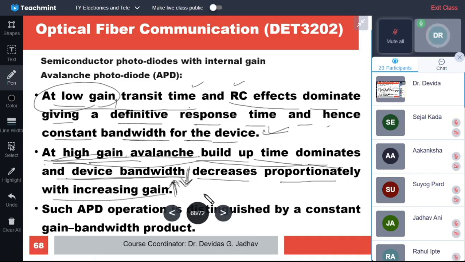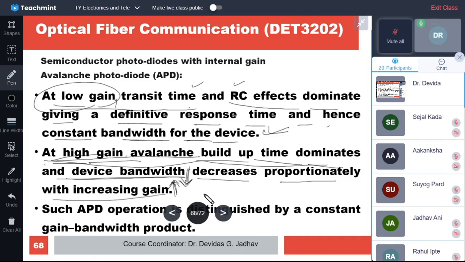So already gain is taking more time, the multiplication process is taking more time, so response time depends on the gain, and that's why at high gain it dominates the response time. So it is decided by this. Response time depends on the multiplication process time, and that's why as gain is increased, the time is further increased, and bandwidth further decreases. Gain is decreased, time of response decreases, and bandwidth increases.